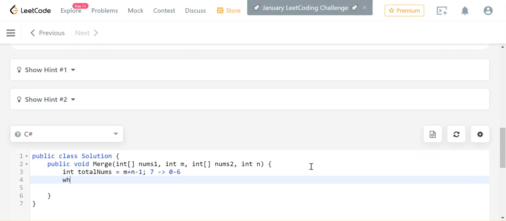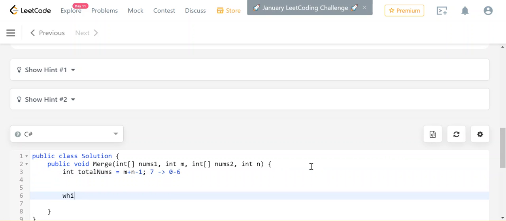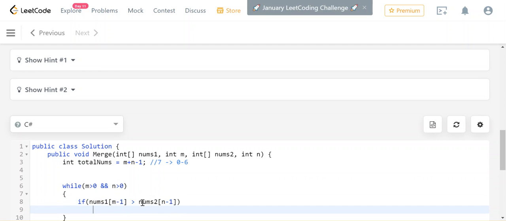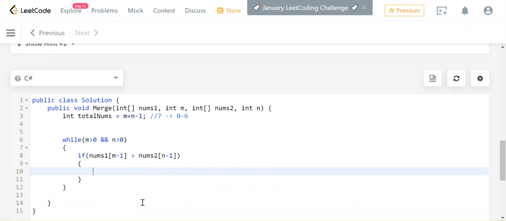Now what we'll do is we'll do simple iteration while m is greater than 0 and say n is greater than 0. What we'll do is, if nums1 m minus 1 is greater than nums2 n minus 1, because again, as I said, the indexes will always be one less.